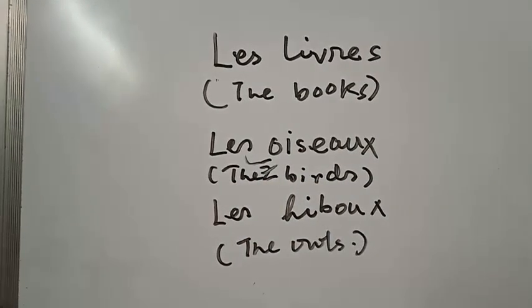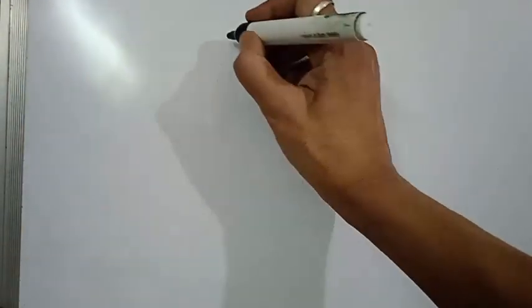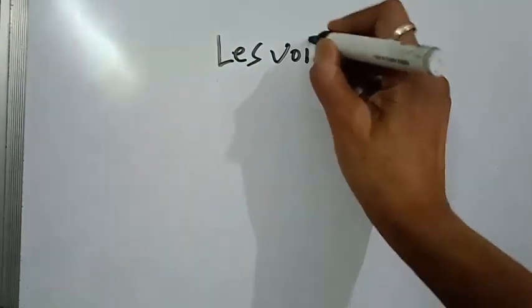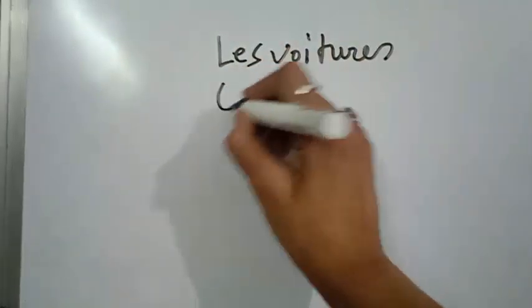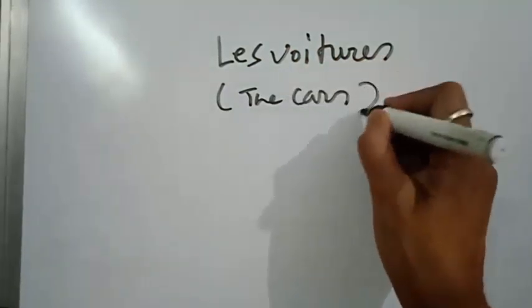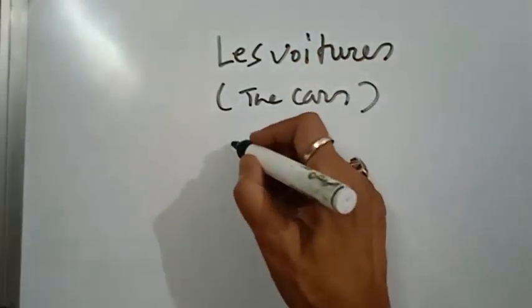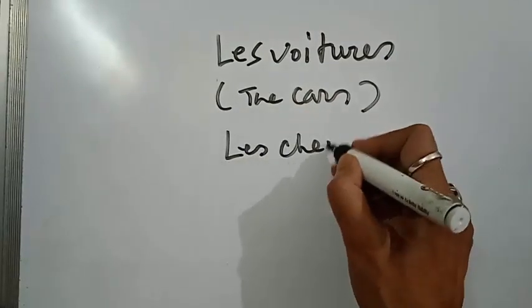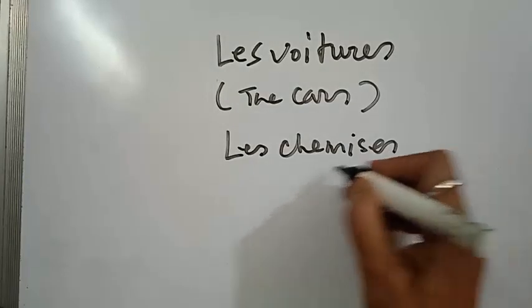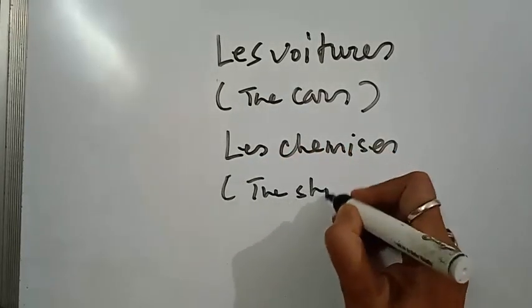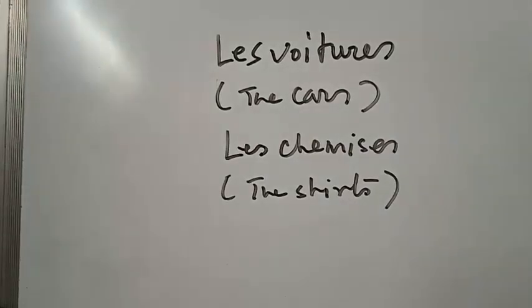And other words which are not exceptional, in those cases you can make the plural in the general way, that is by adding S, no problem. I am showing you some other examples of general words. Les voitures, the cars, plural, more than one, so you are adding S. Les chemises, the shirts. There is no exceptional case here.